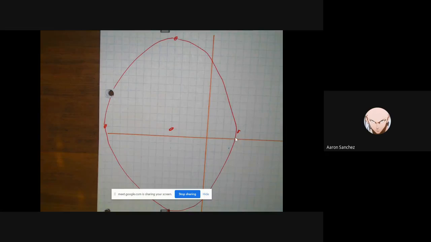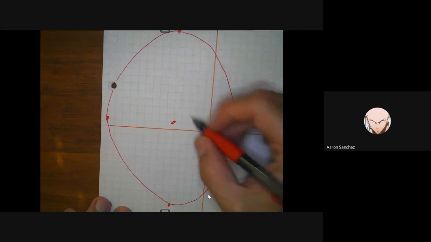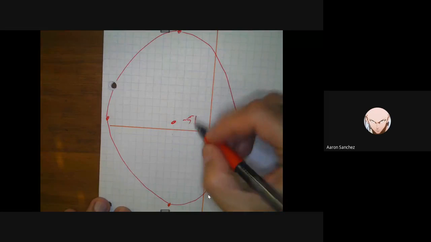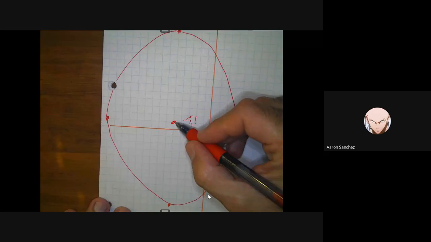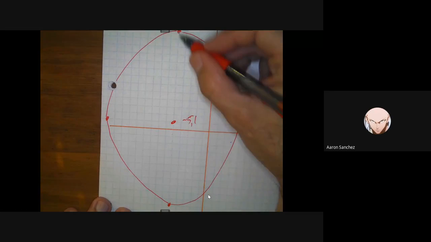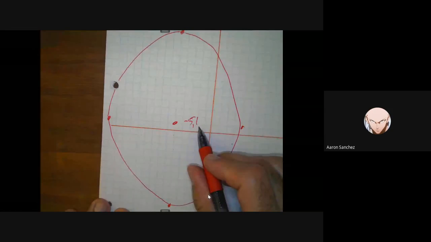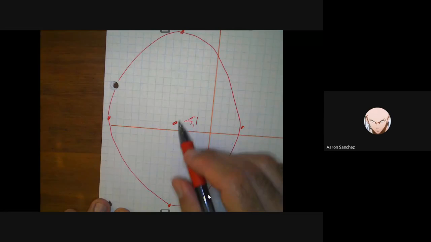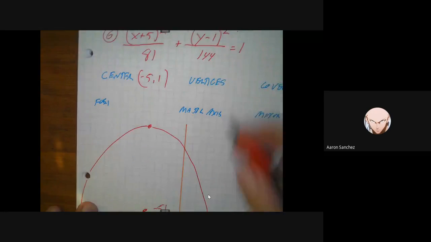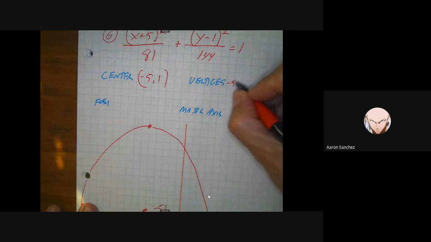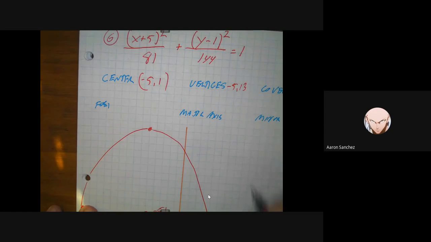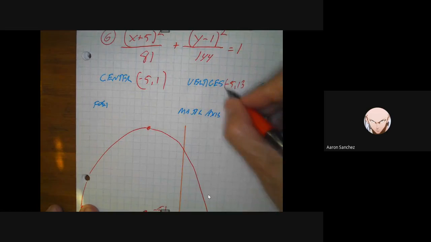Okay, so we have to figure out the vertices, from here to here. So if this is negative 5, 1, and I go up 12, that means I add 12 to the 1, right? Or you can count it 1, 2, 3, 4, 5, 6, 7, 8, 9, 10, 11, 12, 13. So it's negative 5, 13, because I go up. Any questions on how I got this?